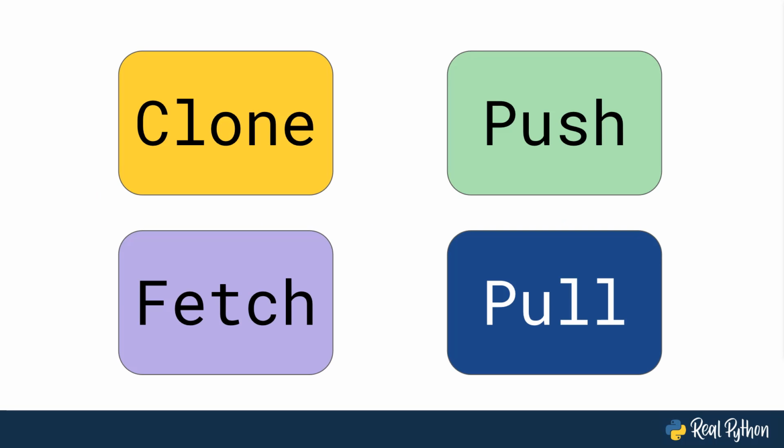Let's quickly cover 4 commands you're going to use a lot when working with remote repositories. You will use clone to copy your repository to your local desktop. You'll use fetch to go fetch other people's work from the remote repository. You'll use pull to go fetch and then merge other people's work into your local repository. And finally, you'll use push to push your changes up to the remote.